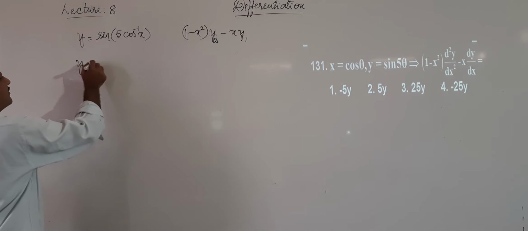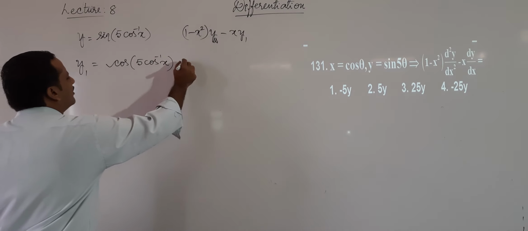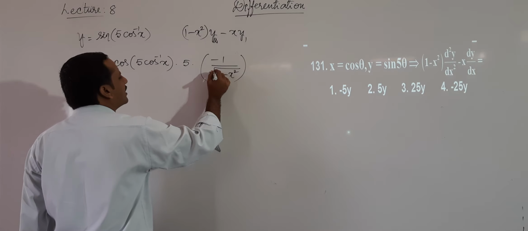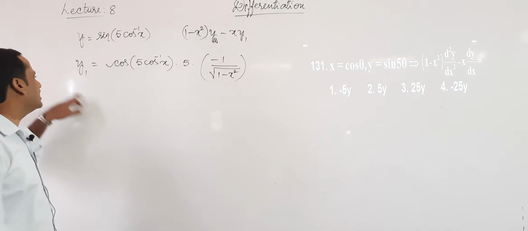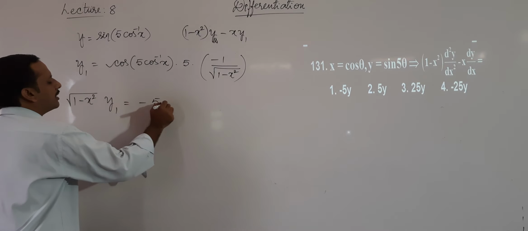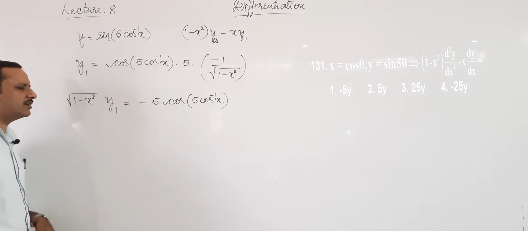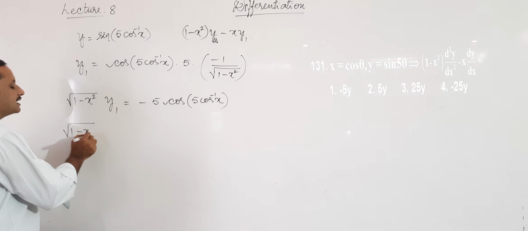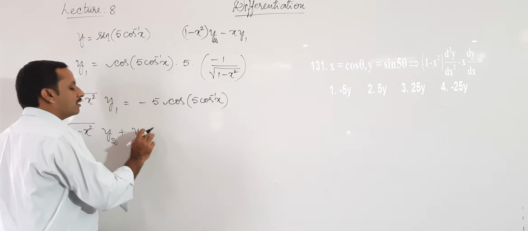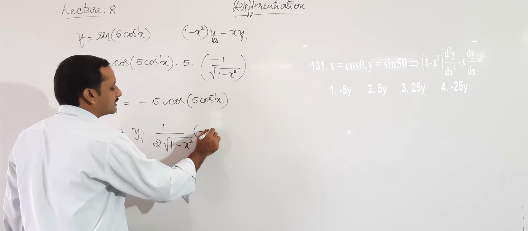So when I differentiate, y1 is equal to cos of (5 cos inverse x) into 5 into the derivative of cos inverse x, which is minus 1 by root of 1 minus x square. Okay, cross multiply, bring that root 1 minus x square to this side. So that will give you root of (1 minus x square) into y1 is equal to minus 5 cos inverse x. Now differentiating this again with respect to x, that will give you root of (1 minus x square) into y2, I am using the product rule here, plus y1 into the derivative of root 1 minus x square, which is 1 by 2 root of (1 minus x square) into minus 2x.